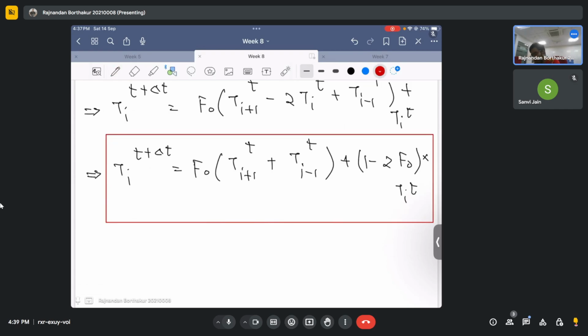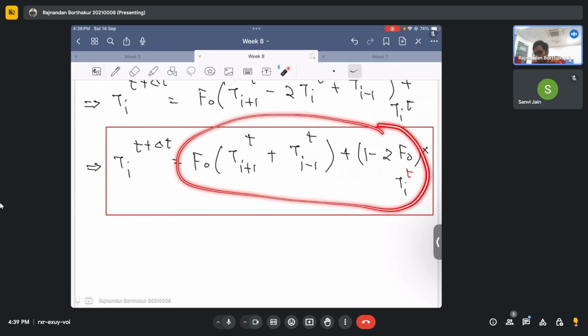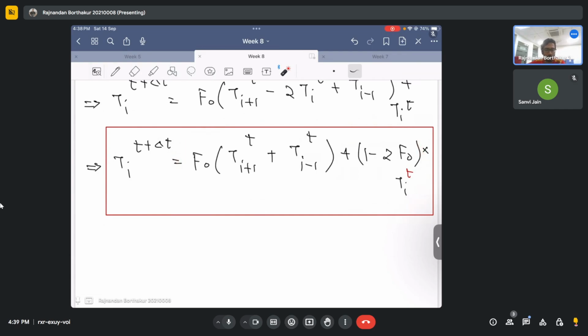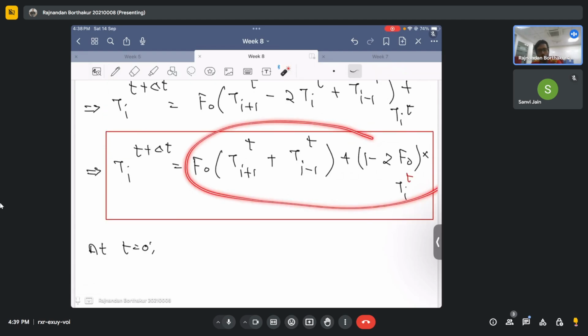So, pay a little attention here. As I was saying, how do we get the temperature at the next time step? So this t is in the superscript. We start off from t equal to 0 seconds. So can you tell me, at t equal to 0 seconds, is the right hand side a known quantity or an unknown quantity? Think about it.